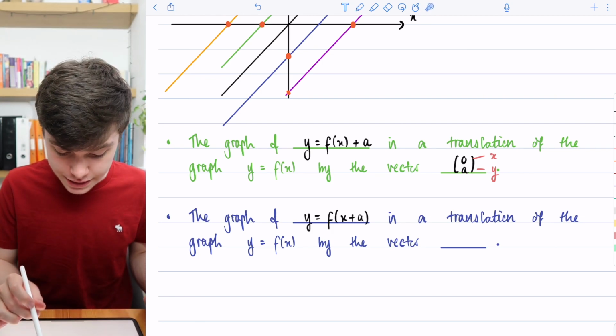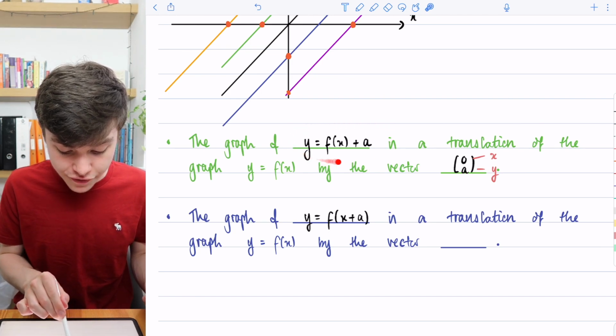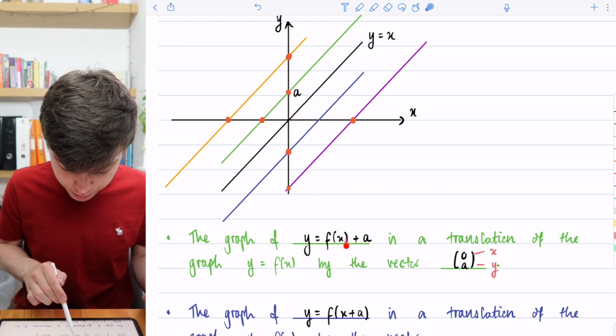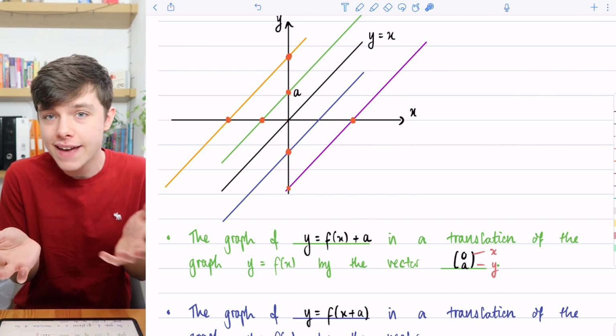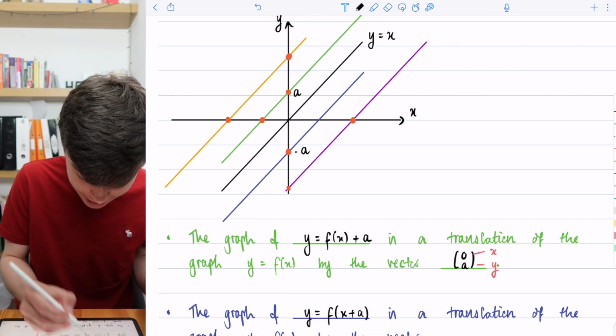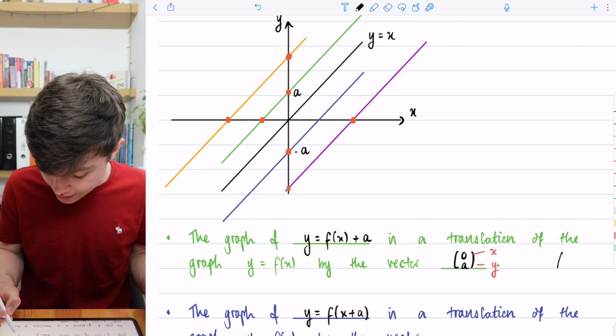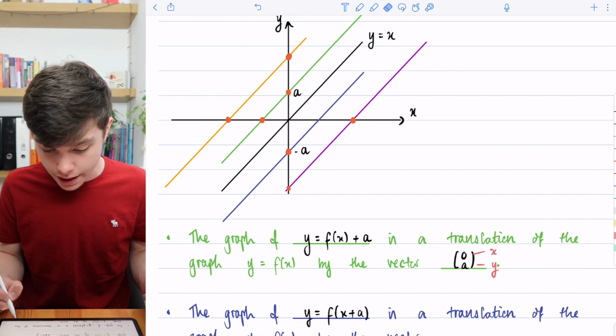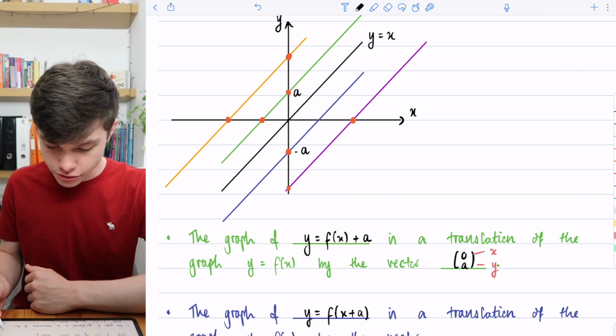So this time we can see a difference. Here, when we do the vertical translation, up or down, we had a plus a here, so we were going up. If it was negative a, it would be down here. We could maybe say this is negative a, and then we translate by the vector 0, minus a. Okay, that's the vertical translation.